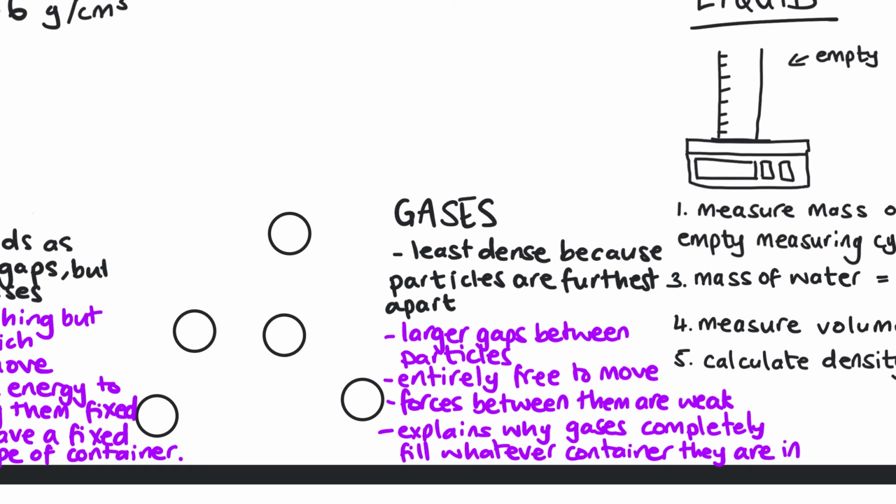Finally, we have gases. Gases are the least dense because the particles are the furthest apart. They've got really big gaps in between them and they're free to move entirely in any direction. The forces between the particles are weak, and this explains why gases are able to fill whatever container they're in. So whereas a liquid will fill a container from the bottom up, a gas will spread out and completely fill that container. So gases do not have a fixed shape or a fixed volume.